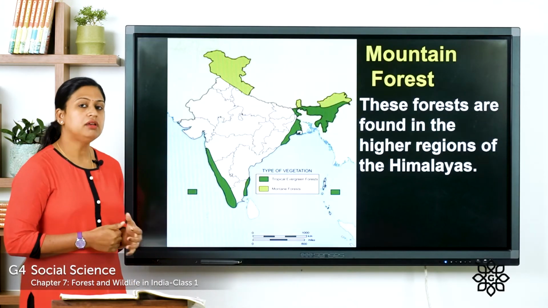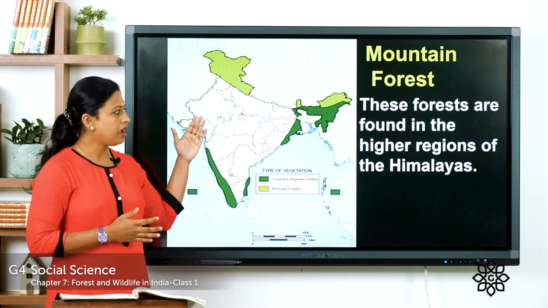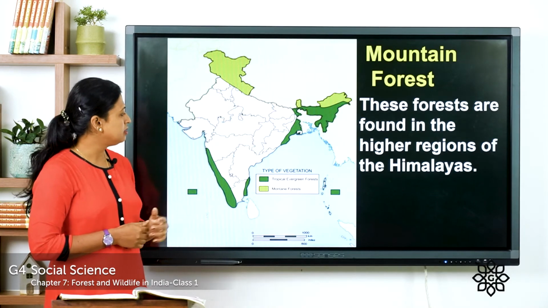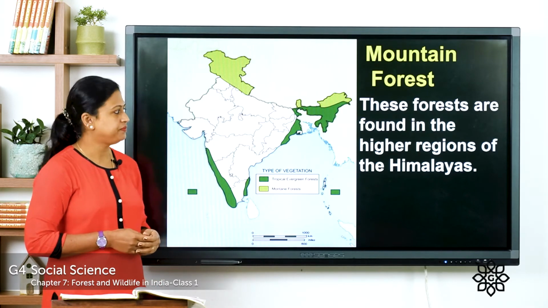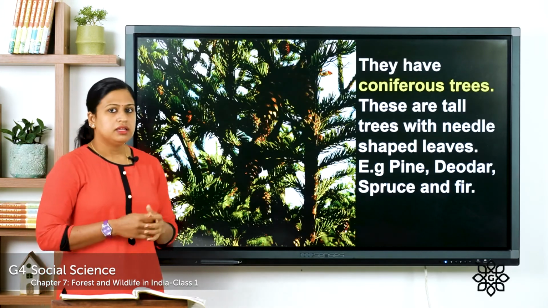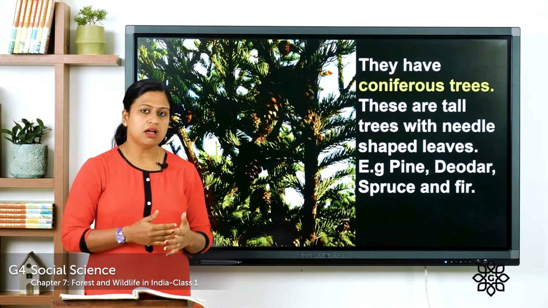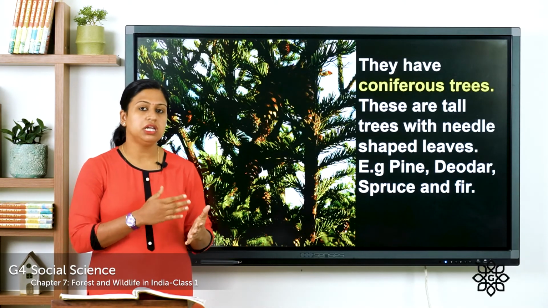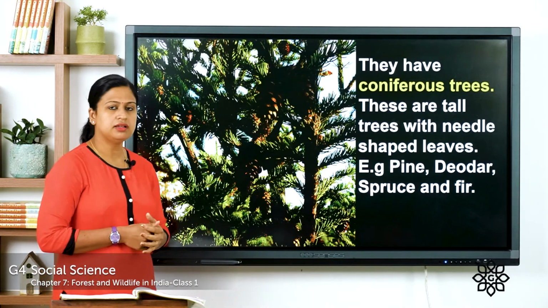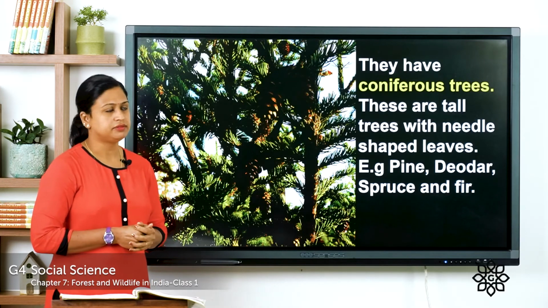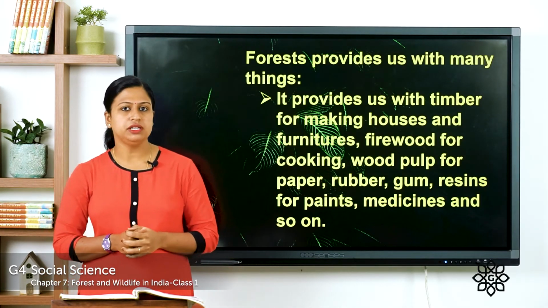Then we have the mountain forest. These forests are found in the higher regions of the Himalayas. So the light green color is the mountain region. These forests have coniferous trees. The trees are very tall and have needle shaped leaves. For example, pine, deodar, spruce and fir. So these were the types of forest found in India.